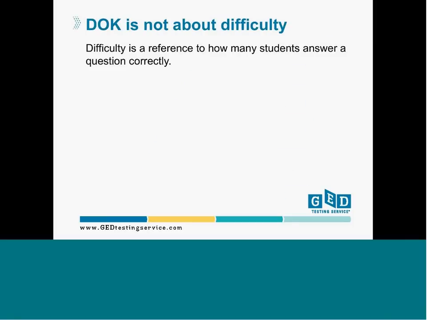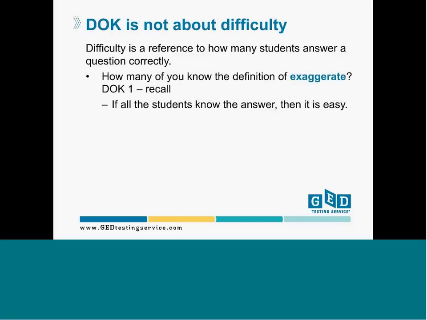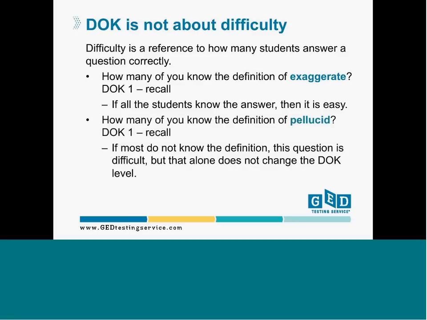DOK, again, I'm going to say over and over, is not about difficulty. Difficulty refers to how many students in our classroom may answer a question correctly. In fact, if I asked many of my GED students what's the definition of the word exaggerate, they'd be able to very easily tell me that's a DOK level 1 recall. Again, all I have to do is click into my mind, okay, what is the definition of exaggerate? However, if I ask those same students the definition of pellucid, in fact, I'd guarantee you, they'd look at me with this blank look on their face. It's a much more difficult question, and yet it is still a DOK 1 recall. You either know the definition or don't. Recalling a definition is an example of a DOK 1 level.